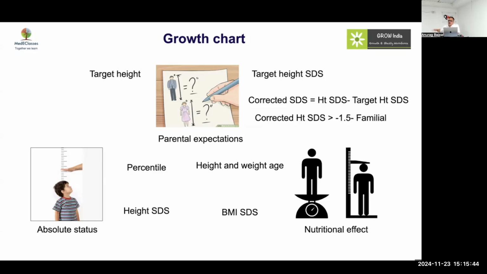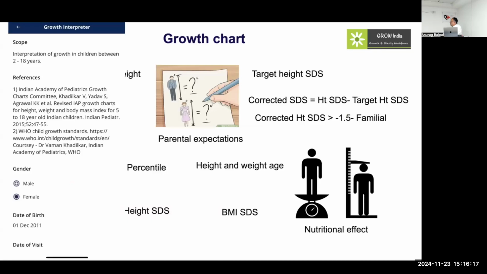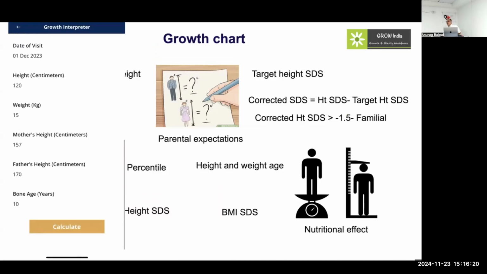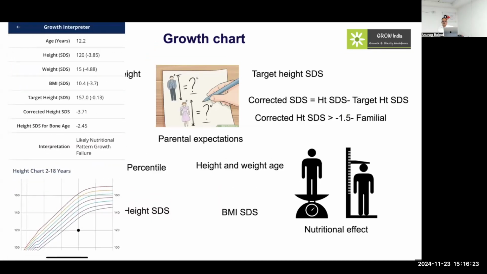Continuing with the theme that I've been talking about in terms of standard deviation score, our algorithms take only SDS into consideration. We take height SDS to decide whether the child is short or not. Less than -3 usually means pathological. More than -2 is normal. -2 to -3 is considered intermediate. For the parental height, we use corrected height standard deviation score. If a child's corrected height standard deviation score is more than -1.5, this is familial, so he is not short for the family. For nutritional, we use BMI standard deviation score. If BMI standard deviation score is more than -1, this is endocrine; less than -1 is nutritional.